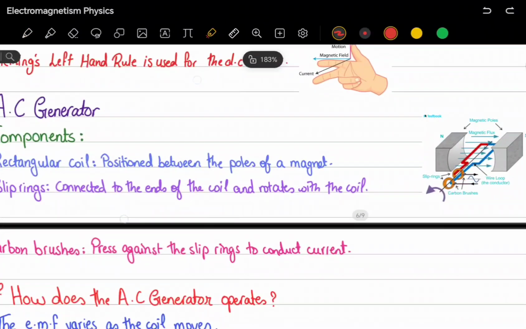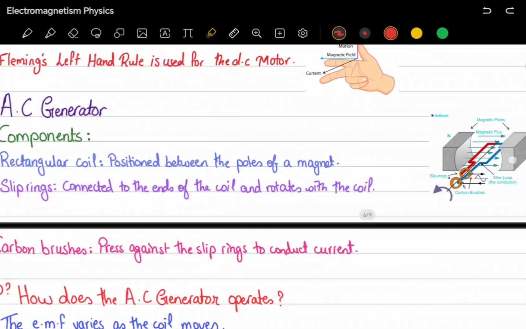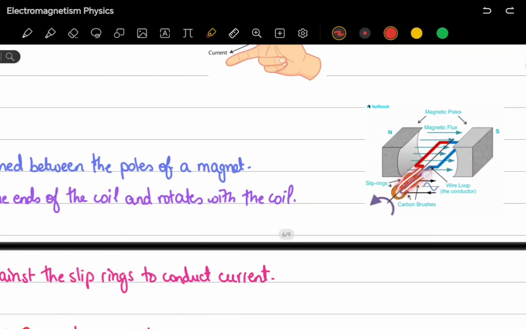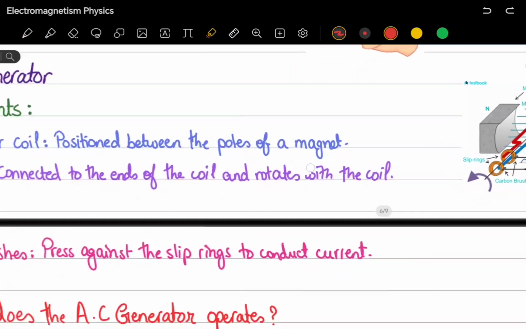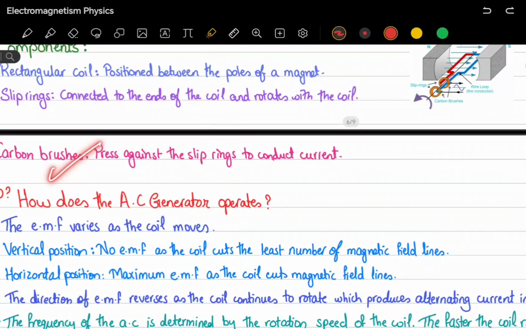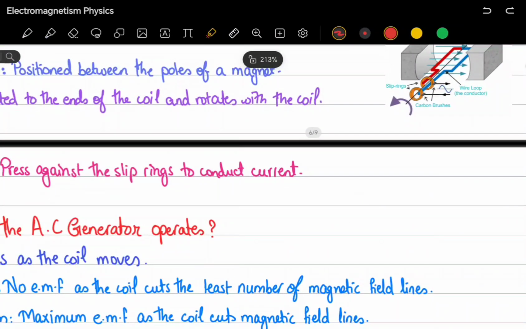Moving on to the AC generator, the components of the AC generator are the rectangular coil, which is positioned between the poles of the magnet. And this is similar to the DC motor. Then we have the slip rings. Instead of the split rings which are used in the DC motor, in the AC generator we use slip rings, which are connected to the ends of the coil and rotate with the coil. Then we have the carbon brushes. They have the same function: they are pressed against the slip rings and used to conduct the current.